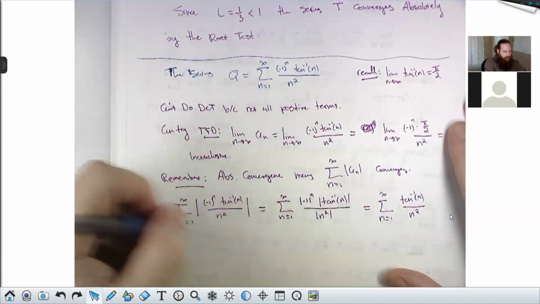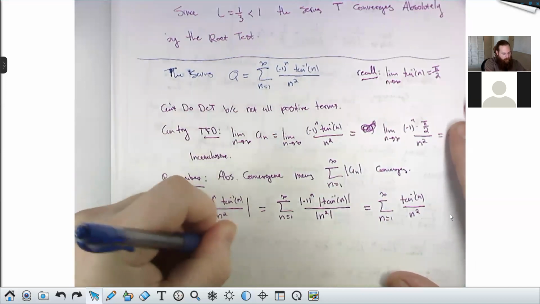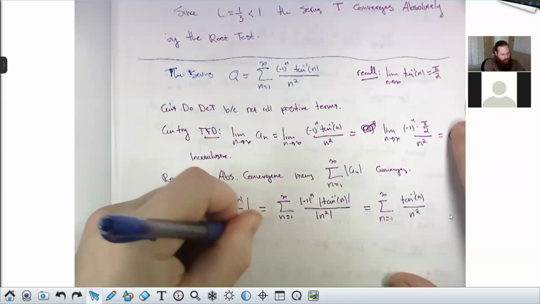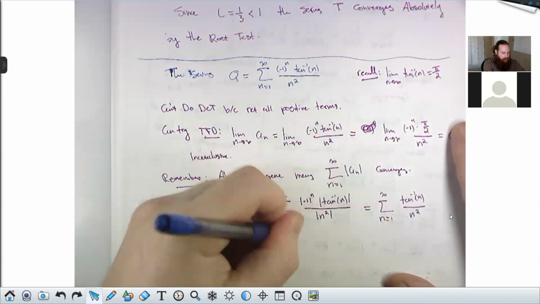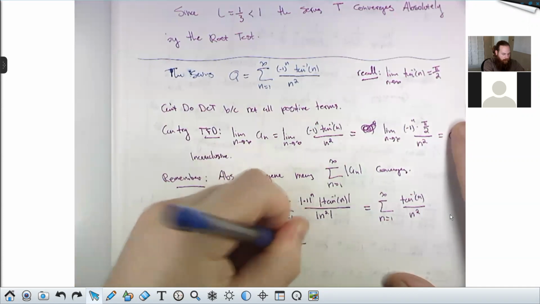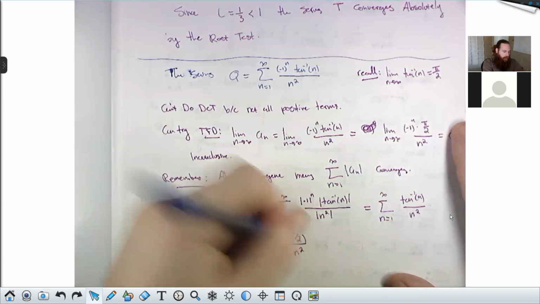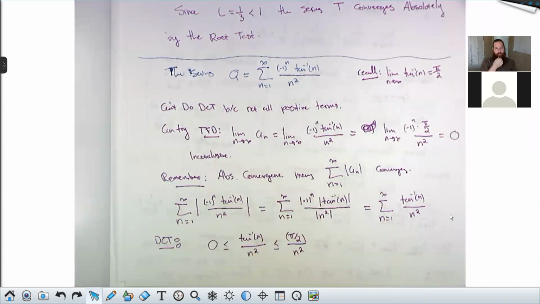So DCT on this guy, you observe that your series is actually smaller than this guy. Because remember, arctan is always smaller than pi over 2. He increases monotonically to pi over 2. So while the series isn't monotone, I think maybe that's what Lucas is getting at. The sequence that makes it up is, at least the numerator is.